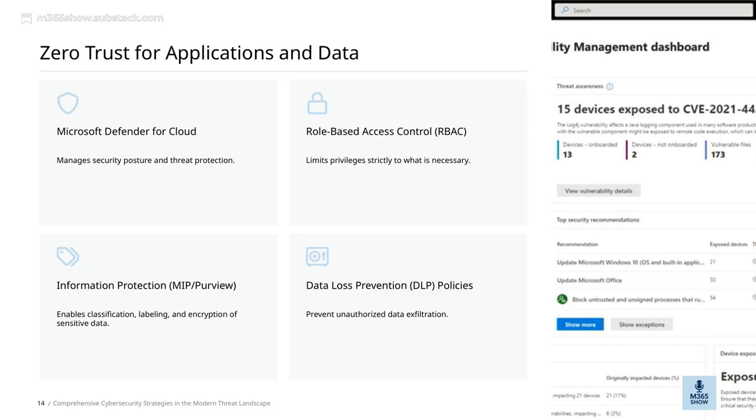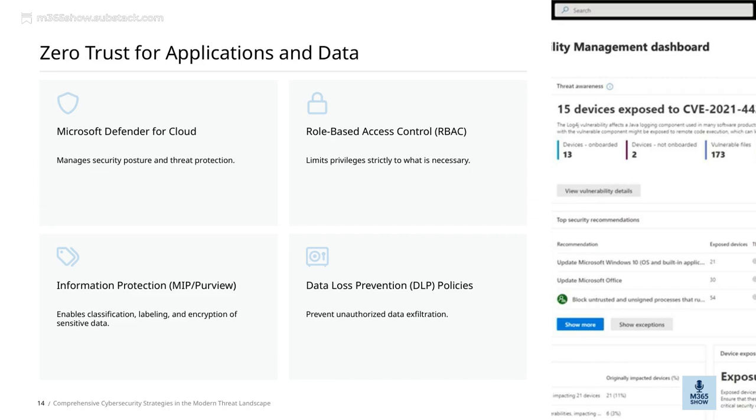Now, let's look at Zero Trust for applications and data. In today's threat landscape, implementing comprehensive cybersecurity strategies is more critical than ever. One key goal is to prevent unauthorized data exfiltration, which means stopping sensitive information from leaving our organization without permission. To achieve this, we use data loss prevention, or DLP policies, which help us classify, label, and encrypt sensitive data. This ensures that only authorized users can access or transfer it, maintaining confidentiality.